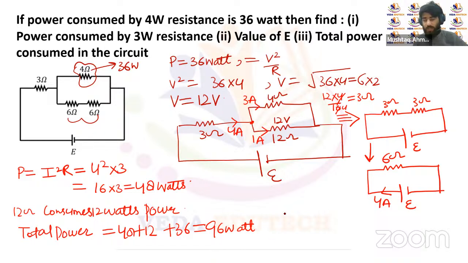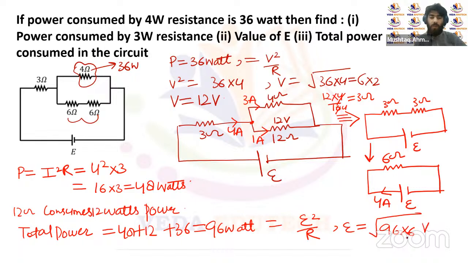So we can write this equal to E square upon R. From here we can just calculate E. The value of R is the equivalent resistance, that's 6 ohm. It will be 96 multiplied by 6. Under root of this will give us the total EMF of this battery.